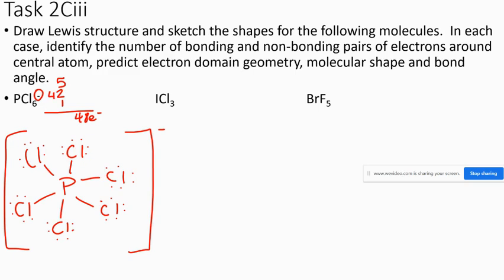All right. Next one then. ICl3? Yes. All right. So I've got iodine and 3 chlorines. Each one of those has 7. So 7 times 4 is 28 electrons. So iodine's going in the middle. And I'm going to attach my 3 chlorines coming out of here.